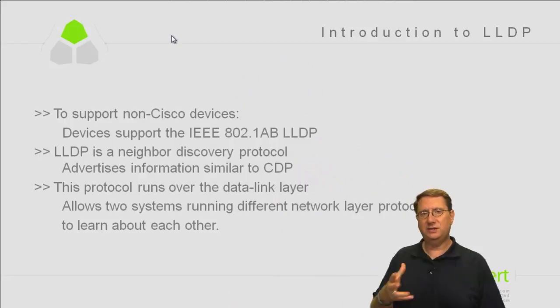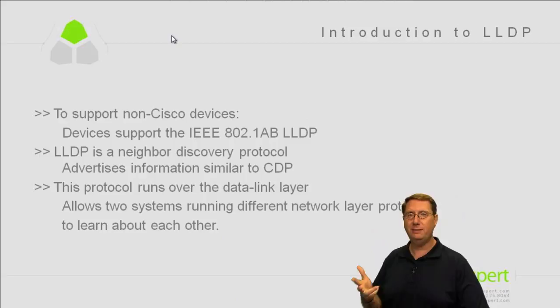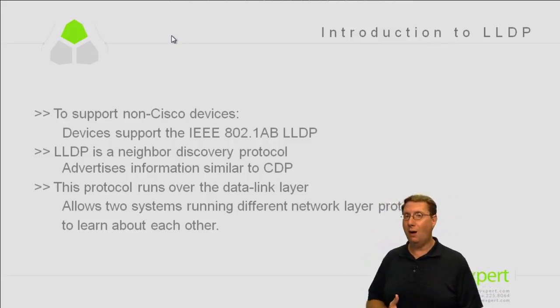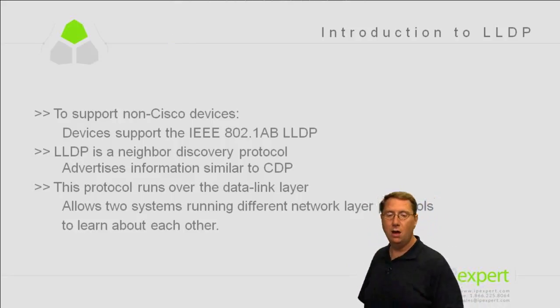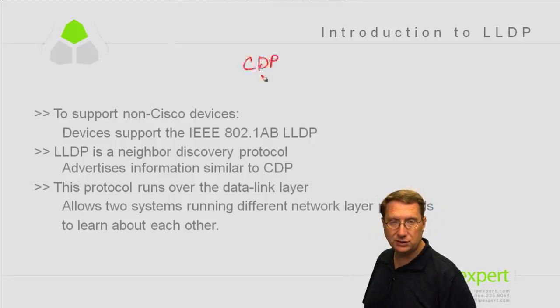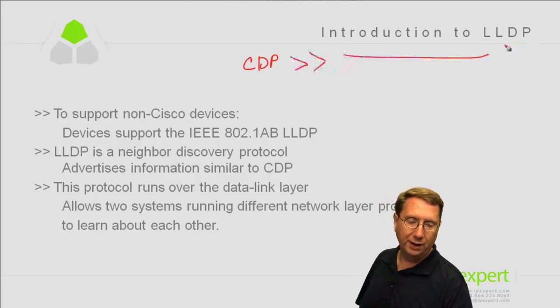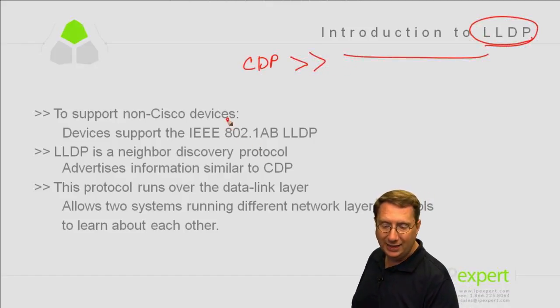Now, the whole purpose of embracing LLDP was so that Cisco devices could interoperate with other vendor manufactured components. That includes telephones, wireless access points, and a number of other devices, different hardware configurations and different hardware variables. In order to be able to do that, Cisco had to come along and say, well, we have CDP, Cisco Discovery Protocol, and the industry standards body created their own protocol called LLDP, Link Layer Discovery Protocol.